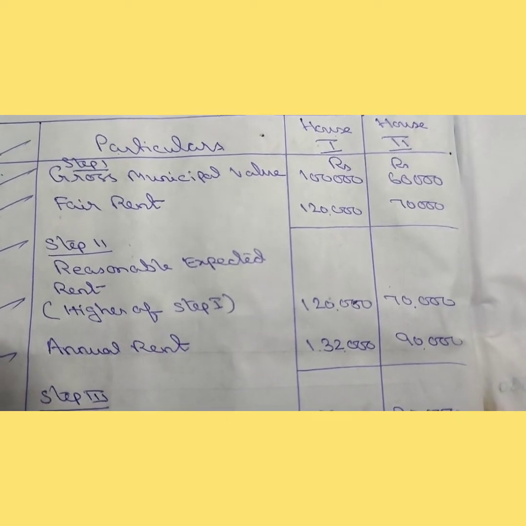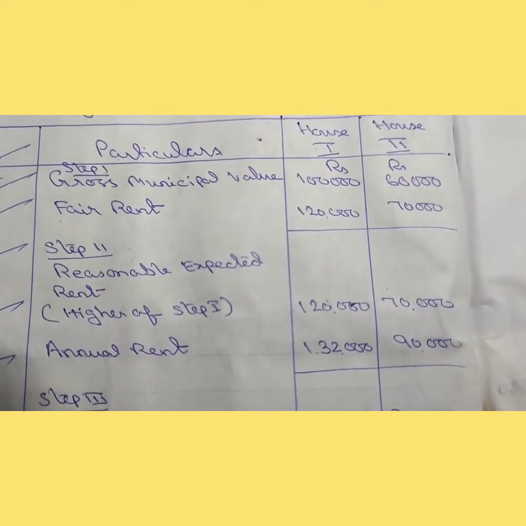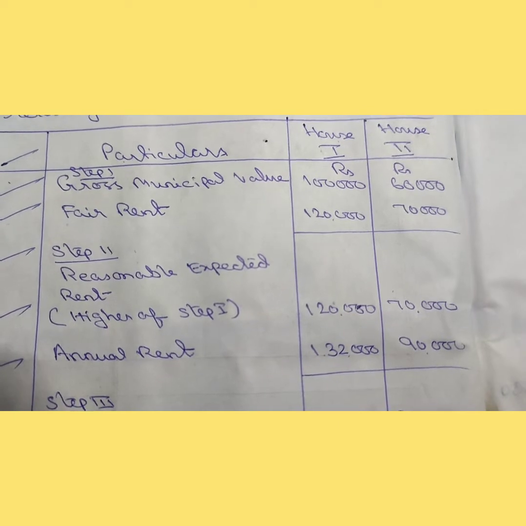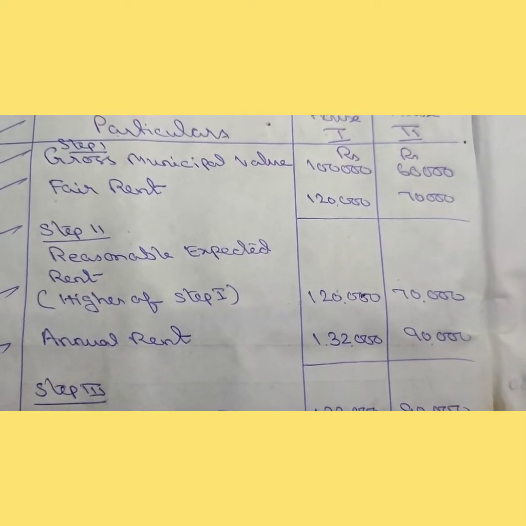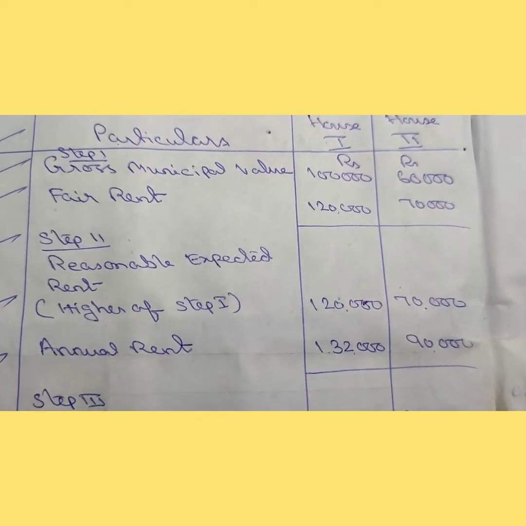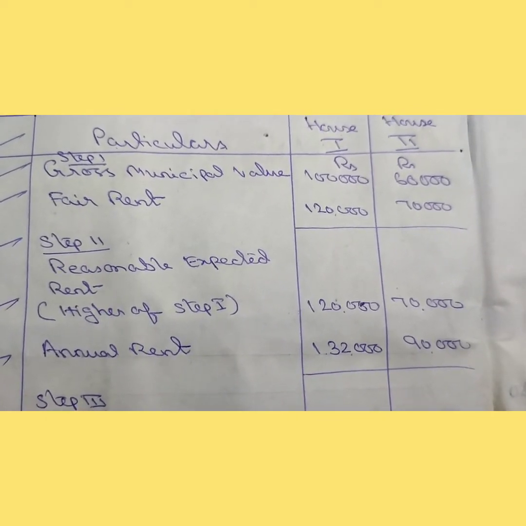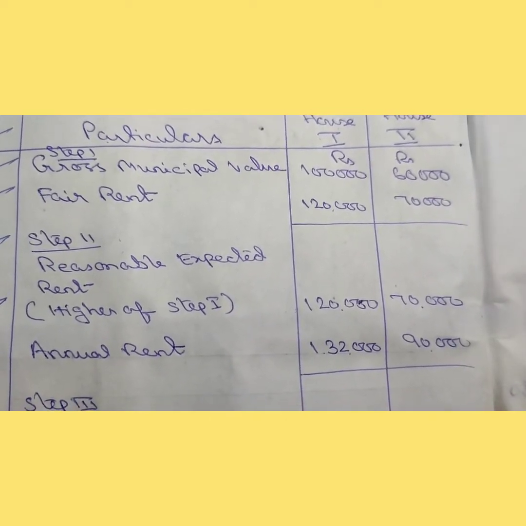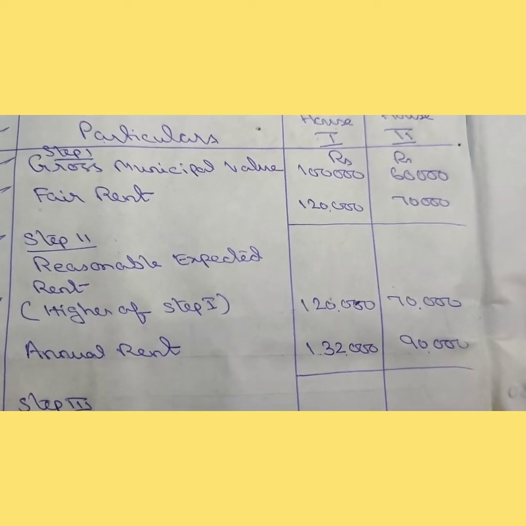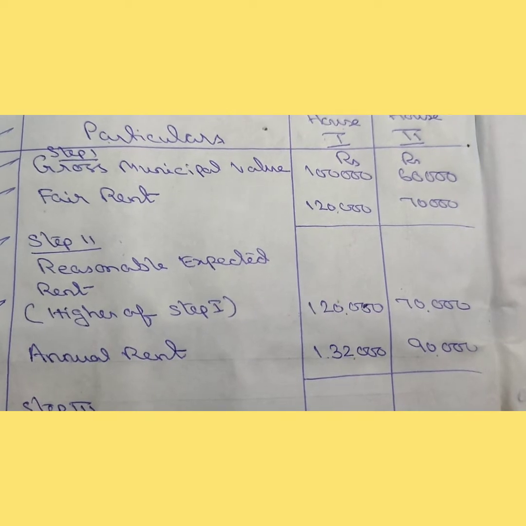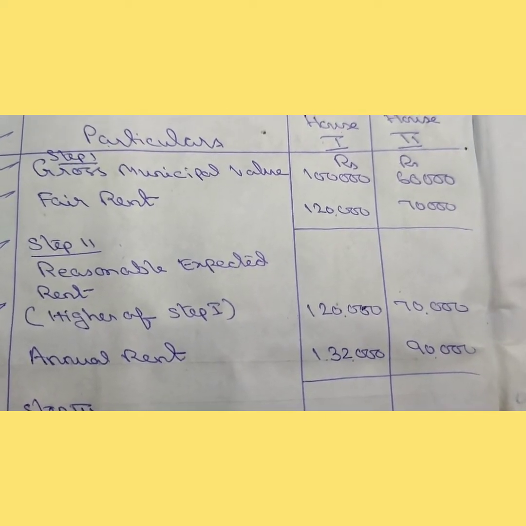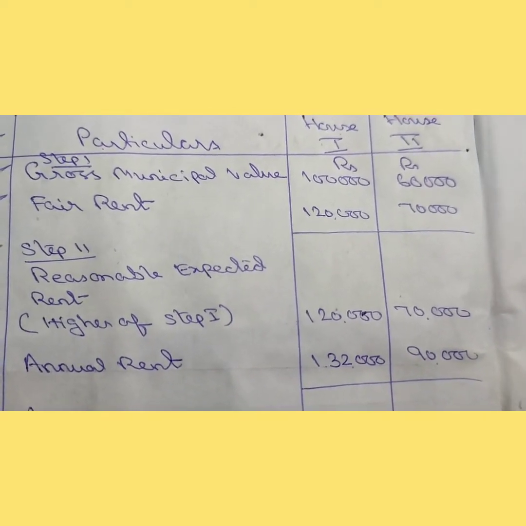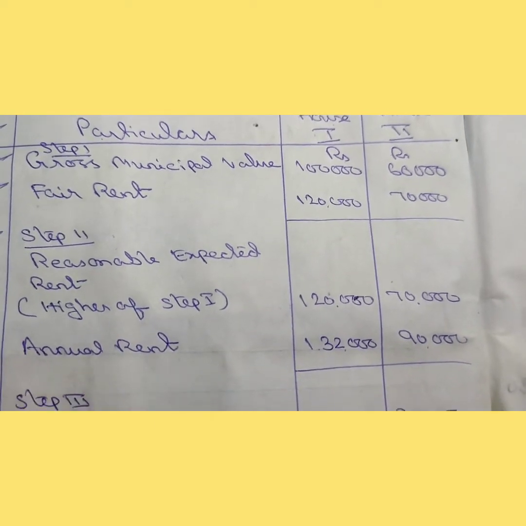So, in case of house 1, reasonable expected rent is 1,20,000, because gross municipal value is 1 lakh and fair rent is 1,20,000. So, higher of the 2 is rupees 1,20,000. So, reasonable expected rent for house 1 is rupees 1,20,000. In case of house 2, gross municipal value is 60,000 and fair rent is 70,000. So, higher of the 2 is fair rent, that is 70,000. So, that will be taken as reasonable expected rent. So, reasonable expected rent for house 2 is 70,000.